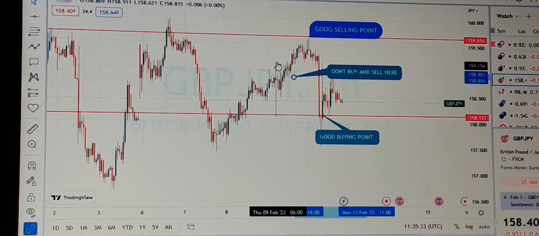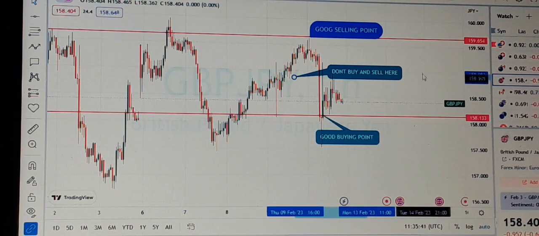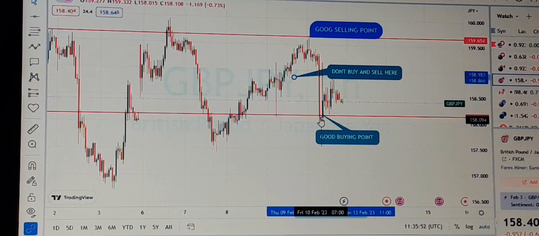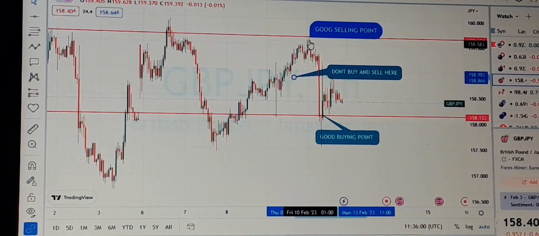But which are the good buying and selling points? This is a good selling point. This is a good buying point. But do not buy and sell in the middle. That's why I say buy at a good buying price and sell at a good selling price. You buy at a good buying price when price has just broken above.